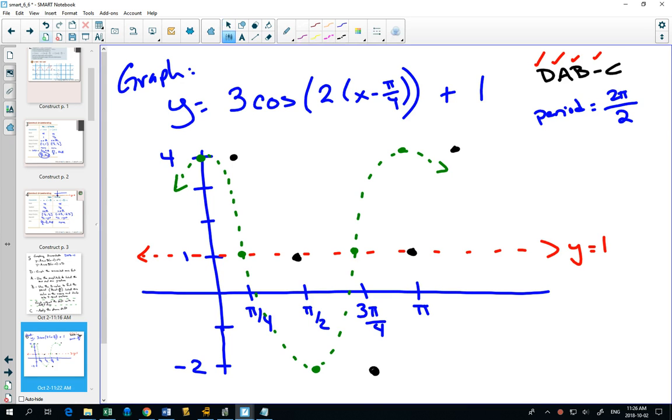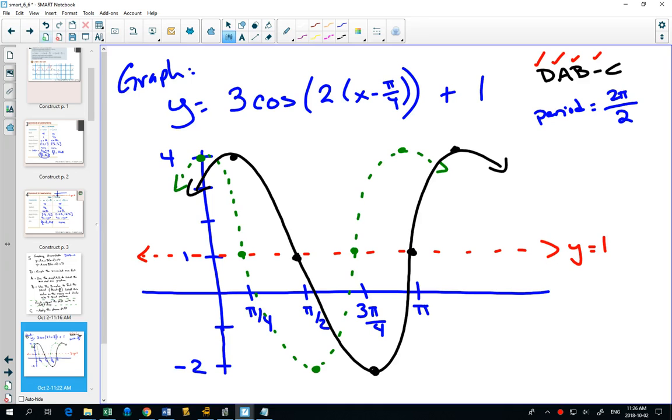And I can now draw my final graph through those points. My final graph is a solid line. So that means everything that's dotted in this graph is just to help us see what it looks like. But our final graph is what it is.